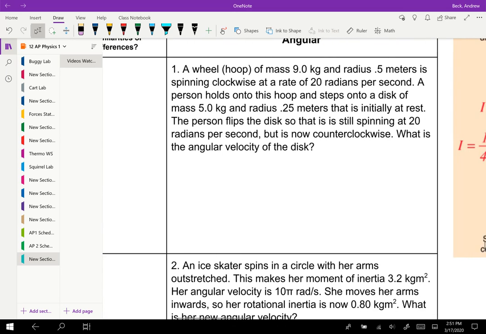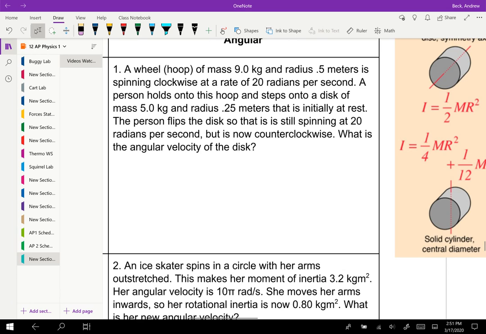What we're looking at here is a wheel, which we can treat as a hoop of mass 9 kilograms and radius 0.5 meters, spinning clockwise at a rate of 20 radians per second. A person holding onto this hoop steps onto a disc of mass 5 kilograms and radius 0.25 meters that is initially at rest. The person flips the hoop so that it is still spinning at 20 radians per second, but now counterclockwise. What is the angular velocity of this disc?